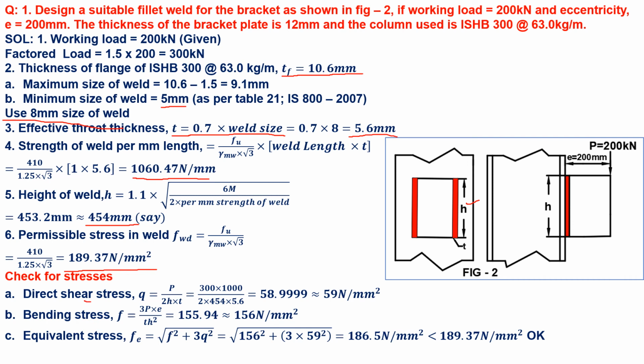We first calculate the direct stress, Q equals P upon 2H multiplied by t. Direct shear stress is 59 Newton per mm square. Similarly, bending stress F equals 156 Newton per mm square. Then from both these stresses we calculate the equivalent stress. It comes out to be 186.5 Newton per mm square. And the design strength of weld is greater than that, so our weld is safe.